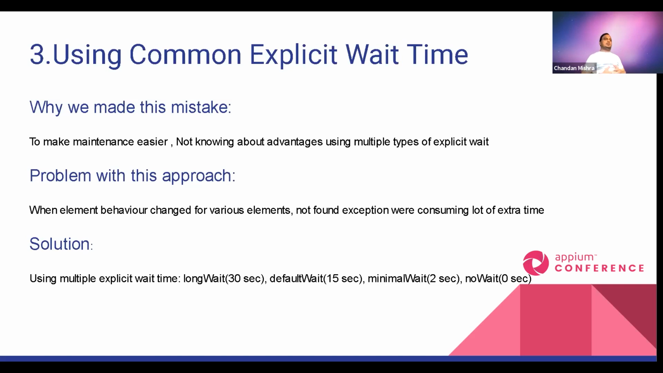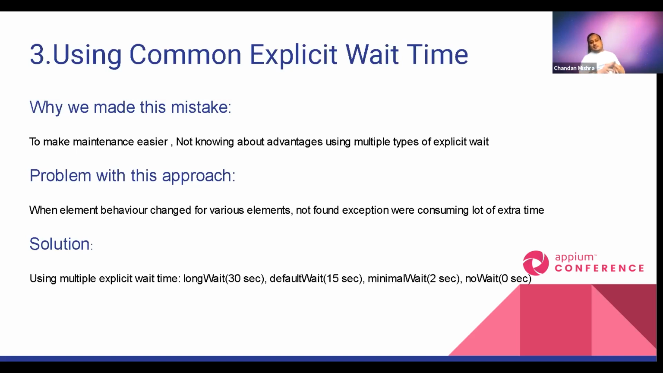The problem with this is, let's say when your test cases are failing, it will check for all 30 seconds for all the elements. So if the page has 5 elements, you are waiting for 150 seconds in case of failure. Everything is fine when everything succeeds, but in case of failure you're waiting 150 seconds, which you can reduce if you use multiple explicit waits.